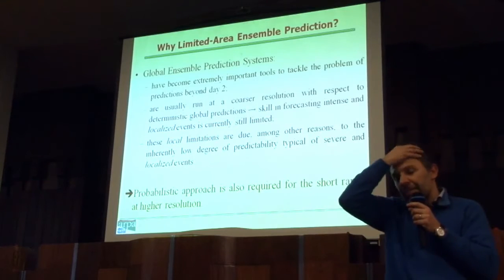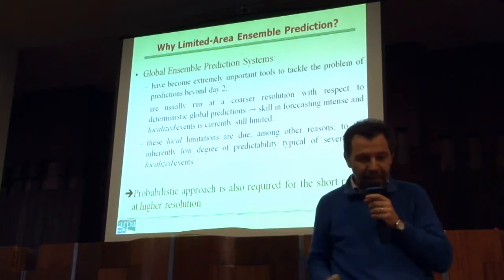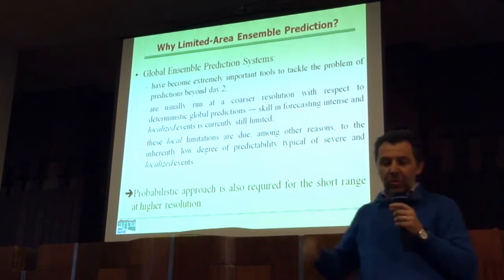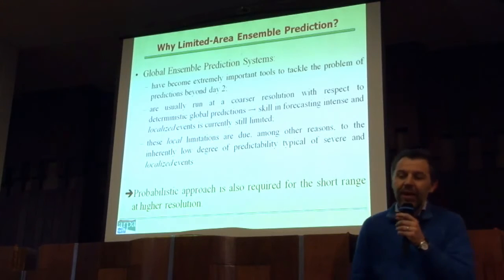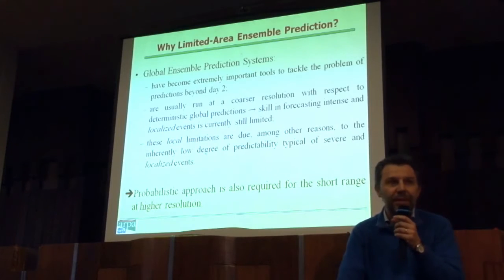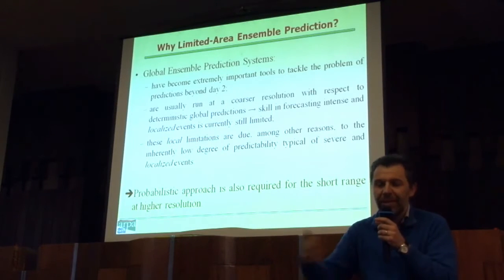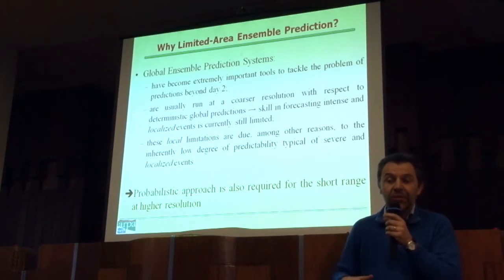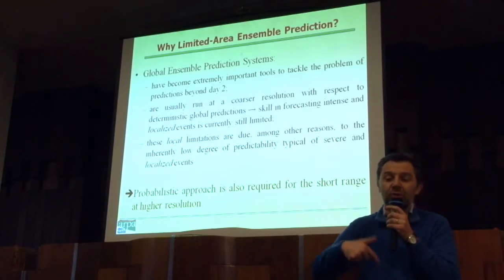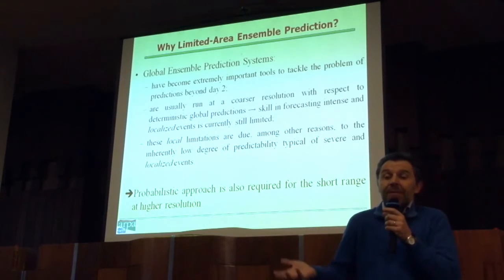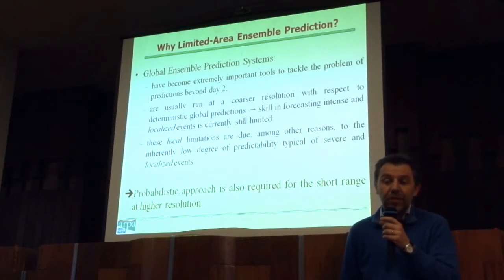So, very quickly, because this was supposed to be the topic of the talk by Chiara, I have just 2 slides on the motivation, which leads to the need for limited area ensemble prediction. As we have seen in these days, global ensemble systems are a very valuable tool to tackle the problem of predictability, maybe not in a very early range, but say beyond day 2. The issue is that very often ensemble prediction systems are run at a coarser resolution with respect to deterministic or high resolution global predictions. So, to some extent, global ensemble systems can have some limitation in skill as regards the forecast of intense and localized weather events, and still nowadays is limited.